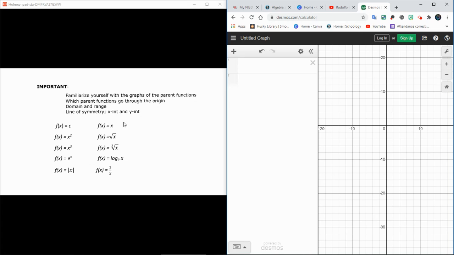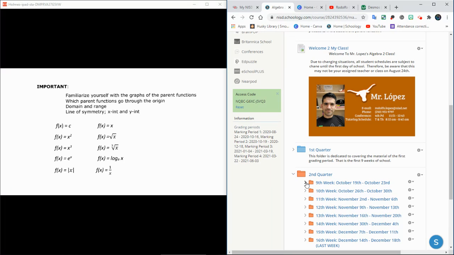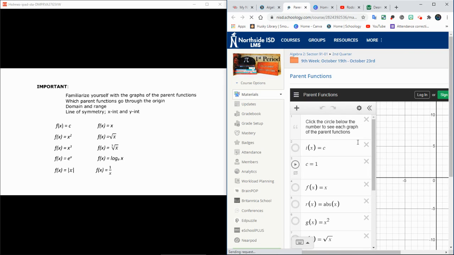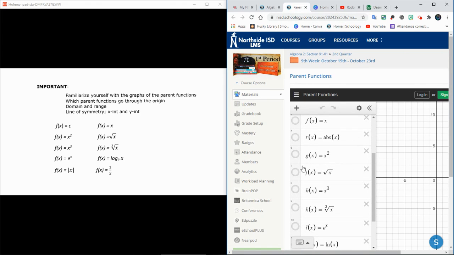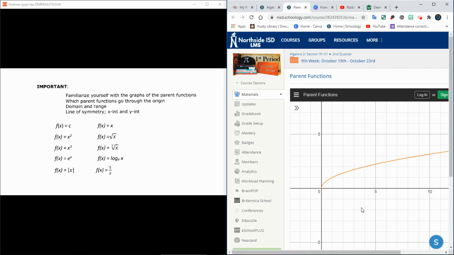Now, I also have information on all of these parent functions in our folder in our classroom. If you look at the second quarter, the first week, that's the very first thing we spoke about in the second quarter, week number 9. You see how we have parent function intro notes and parent functions. Parent functions takes you to all of the parent functions on Desmos. So here you have all of the parent functions. What does the square root look like? Click on it here, and then you can see that the square root function looks like this.